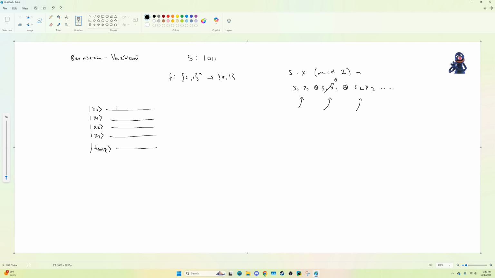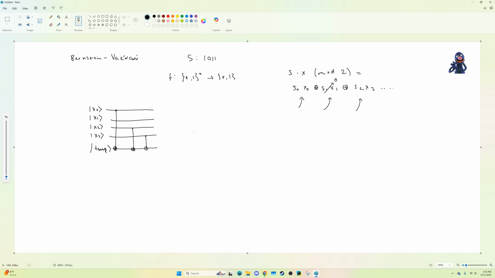So we'll trace that as well. S0 times X0, that means we have a control right here on X0, and it flips the temp variable. We also have a control on X2, and it flips the temp variable. And we have a control on X3, and that flips the temp variable as well. Okay, so this is what the circuit would look like in the black box function. This is how you would design it.